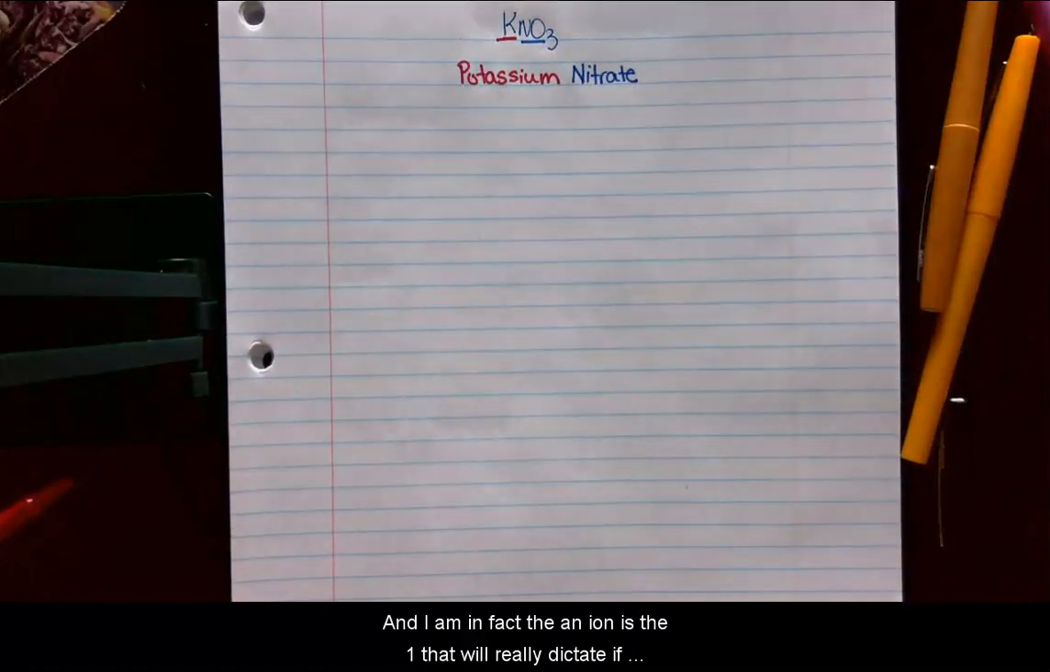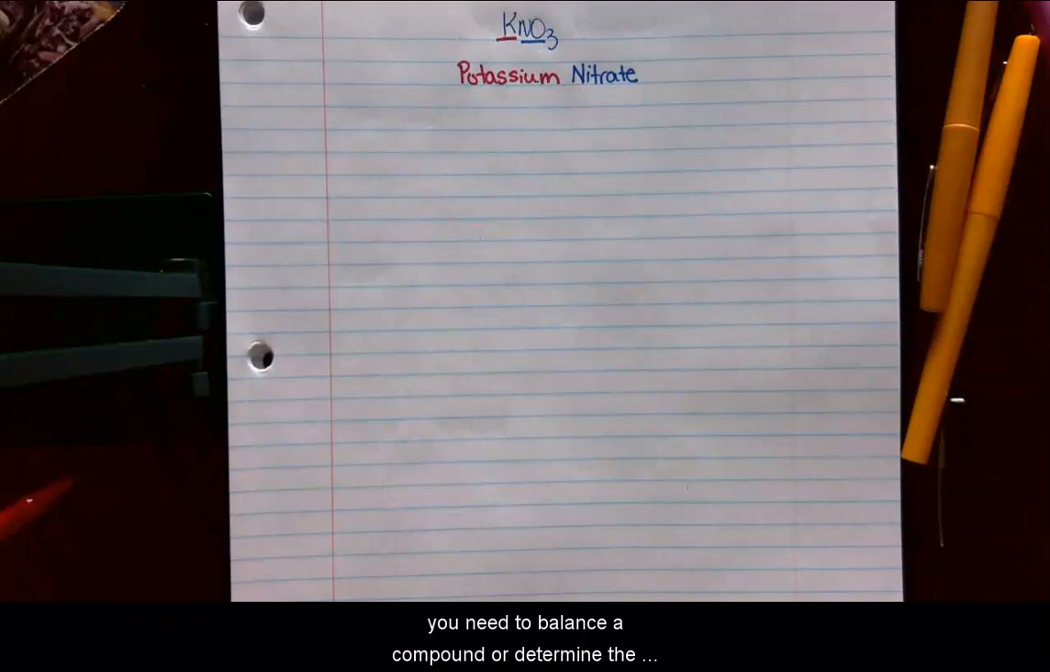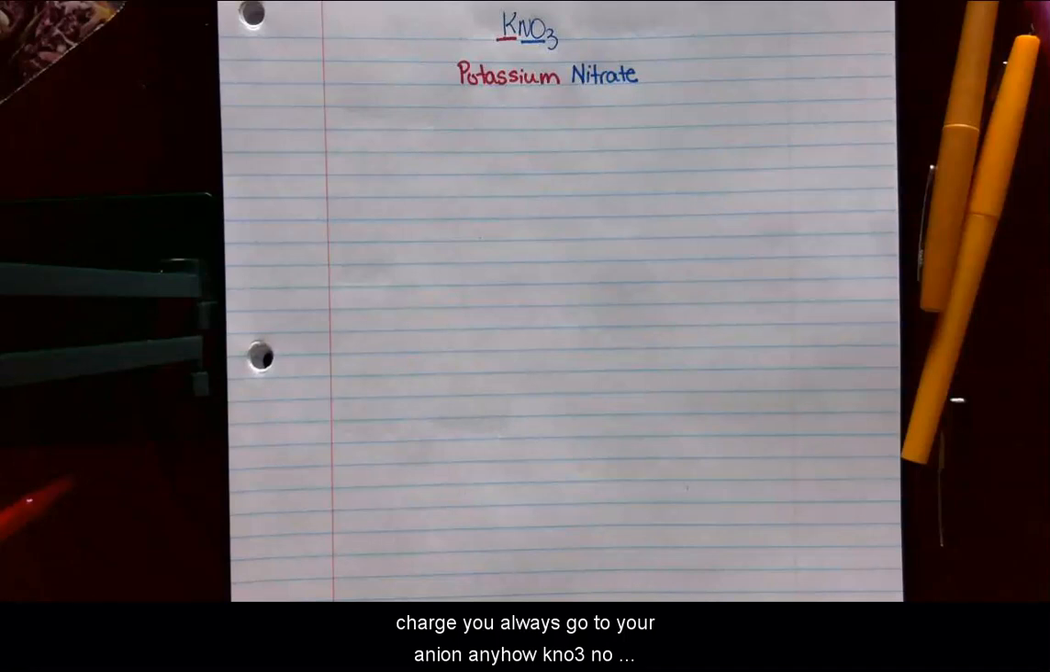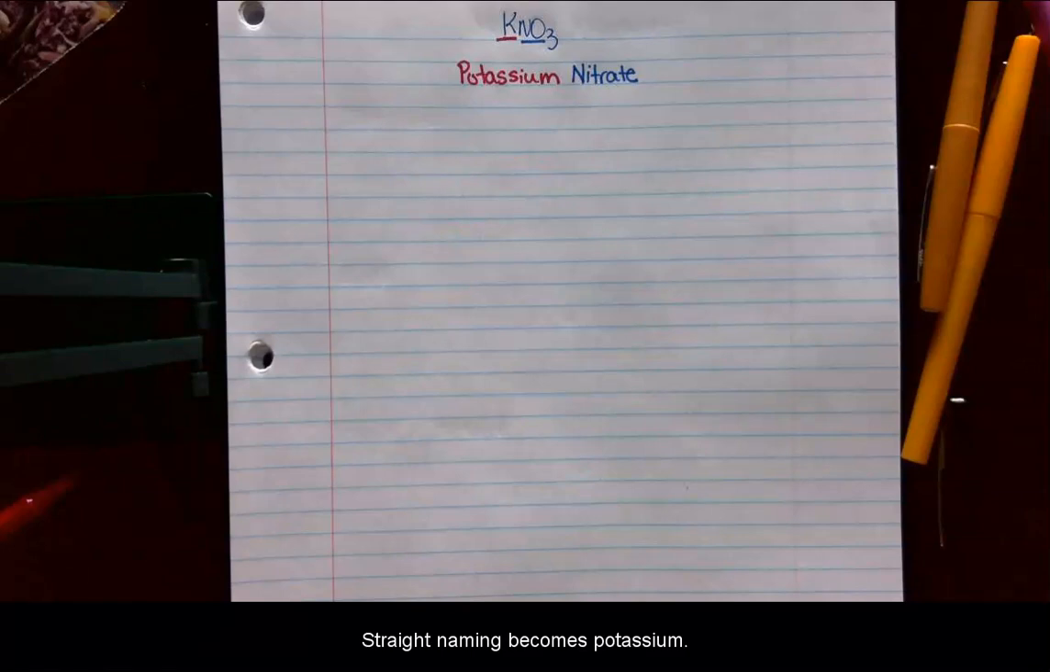You don't have to do anything with the anion. In fact, the anion is the one that will really dictate if you need to balance a compound or determine the charge. You always go to your anion. Anyhow, KNO₃, no transition metals, straight naming becomes potassium nitrate.